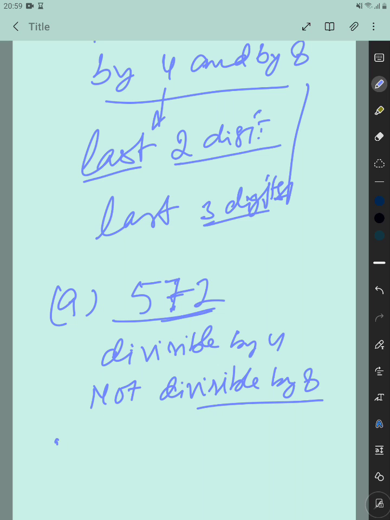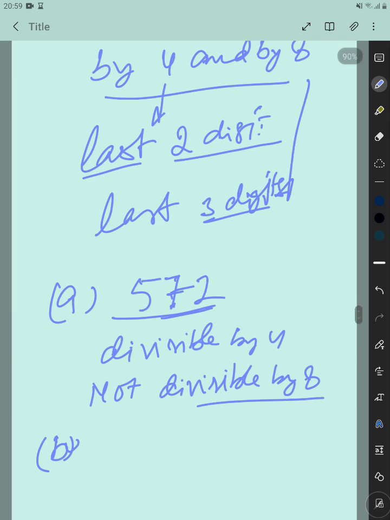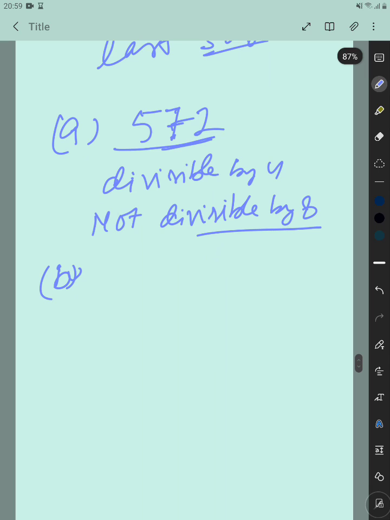So we go to the B part, and it is 7 7 2 6 3 5 2. First of all, we will test for the divisibility by 4. For testing 4, we will take the last two digits. So 52 is divisible by 4. So we'll write that it is divisible by 4.